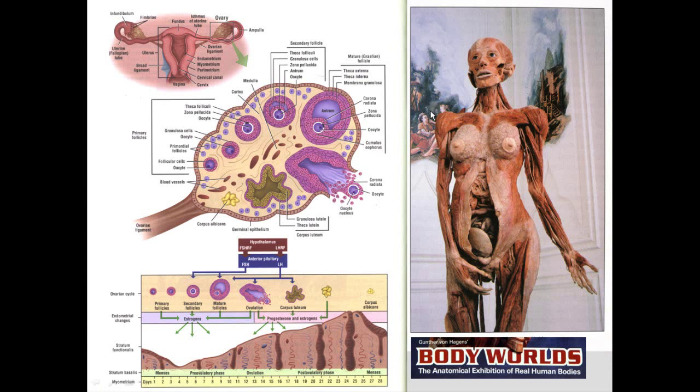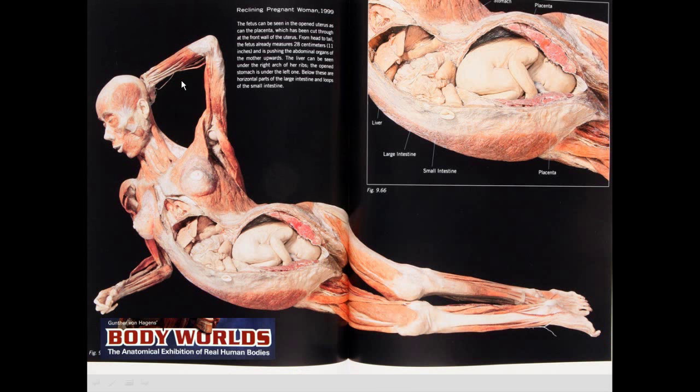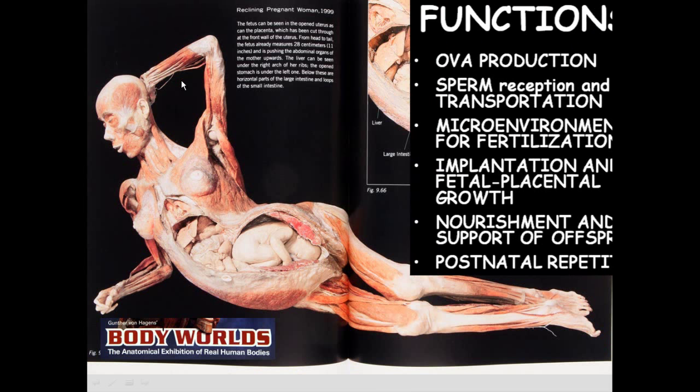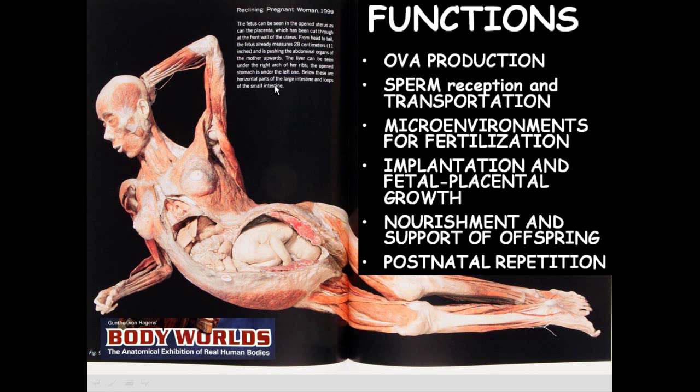So that's the female reproductive system, with ovaries, fallopian tube, uterus, cervix, and vagina, the ovary being of main importance. And remember the different things that the female does. They produce gametes, and they have to transport sperm and ovum. They provide the environment for fertilization, also an environment for implantation and placental development and growth, nourishment and support of the offspring, and prenatal repetition if she doesn't become pregnant.